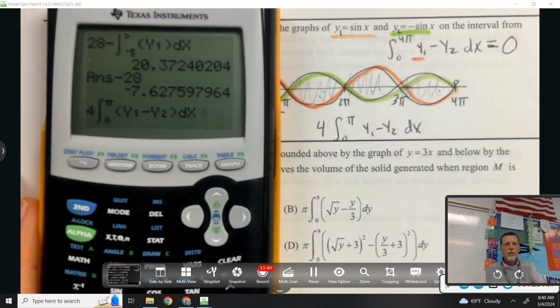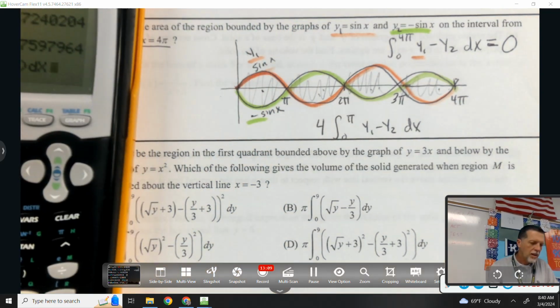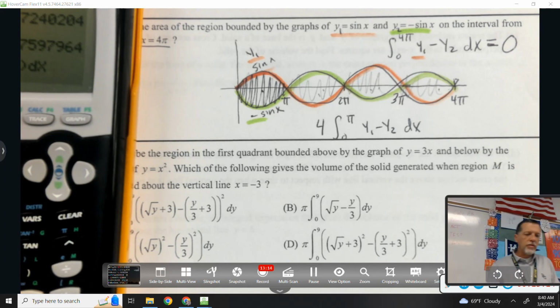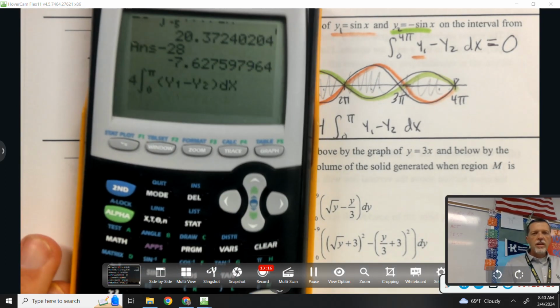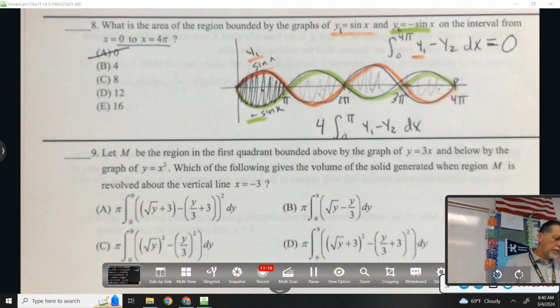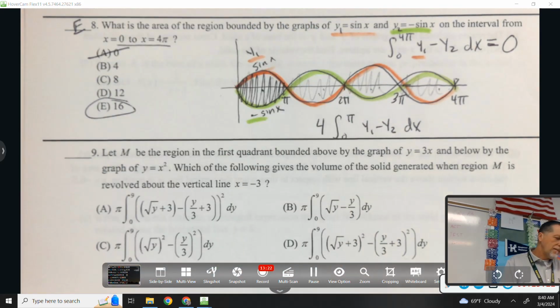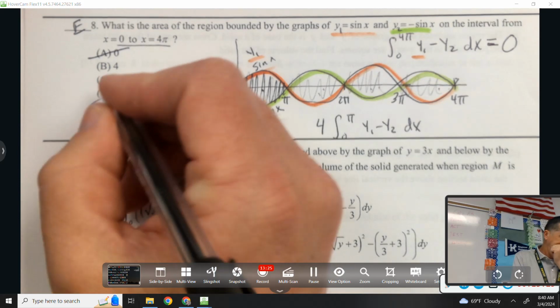Yeah, because y1 minus y2 from 0 to pi, that's this area, and then we want 4 of those. 16. It says 8.